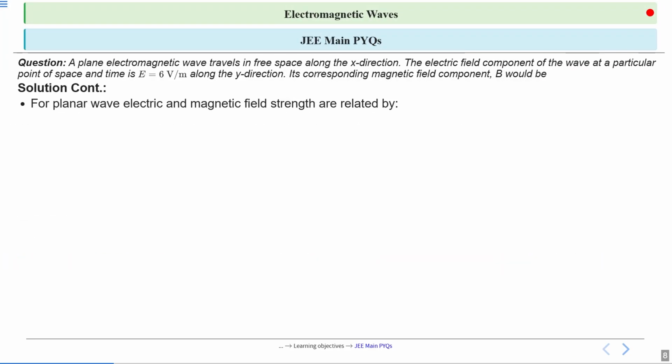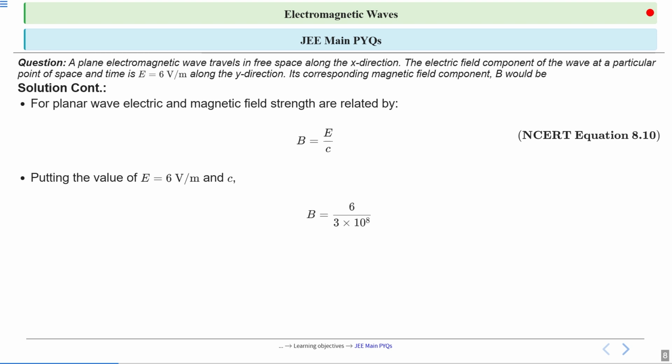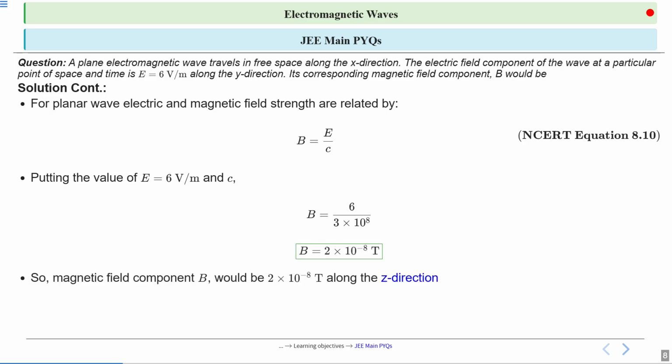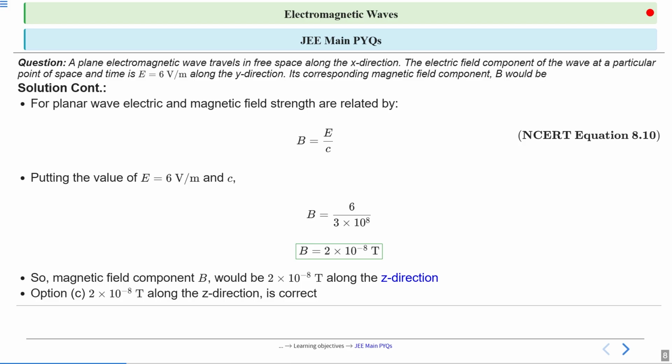For a plane wave, the electric and magnetic field strengths are related by B equal to E upon C, according to NCERT equation 8.10. Putting the value of E equal to 6 volt per meter and C, the speed of light, 3 into 10 to the power 8 meter per second, B will be equal to 6 upon 3 into 10 to the power 8, which is 2 into 10 to the power minus 8 Tesla. So the magnetic field component B would be 2 into 10 to the power minus 8 Tesla along the Z direction. So option C is correct.